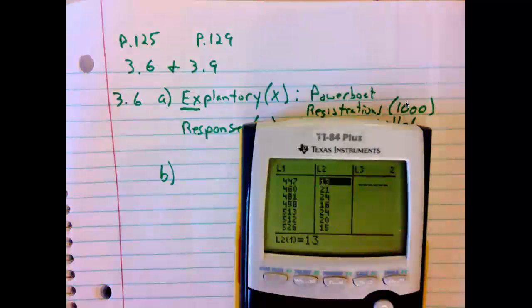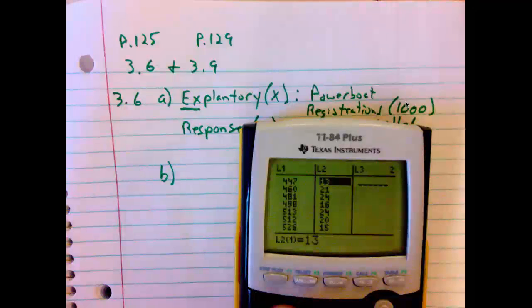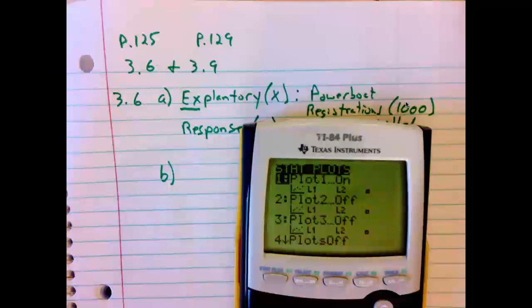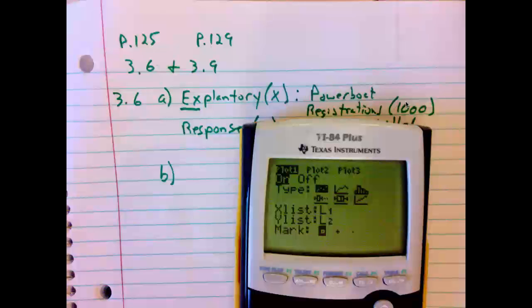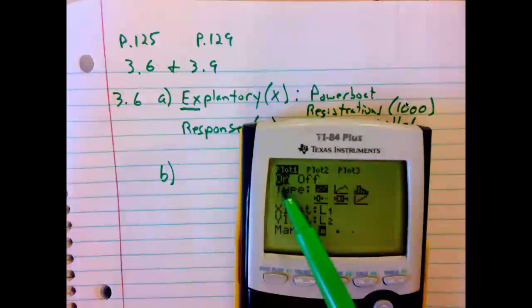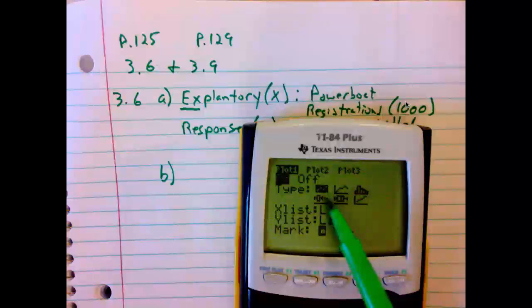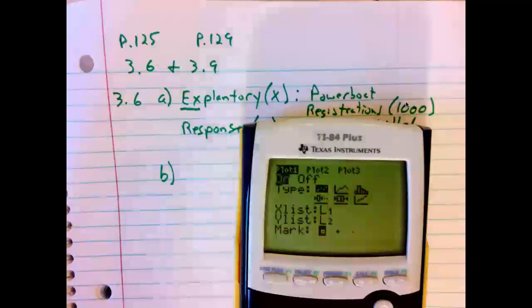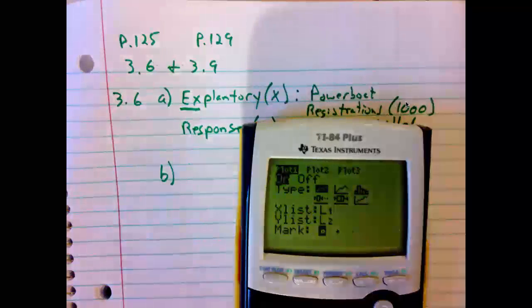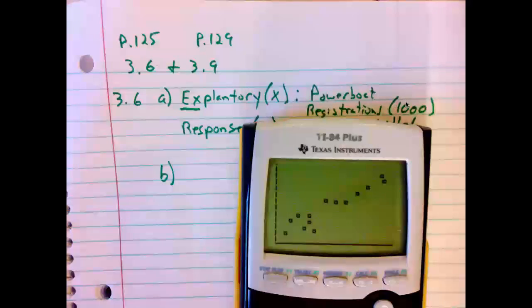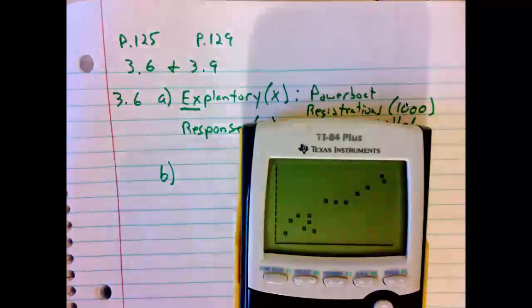Now we're going to make a scatter plot. In order to do that, you simply hit second Y equals. Hit enter for stat plot on. Make sure this is on. In type, we have 6 different selections. The default is scatter plot. Once you have this, you hit zoom 9. That's the default zoom. And here you can see the scatter plot.